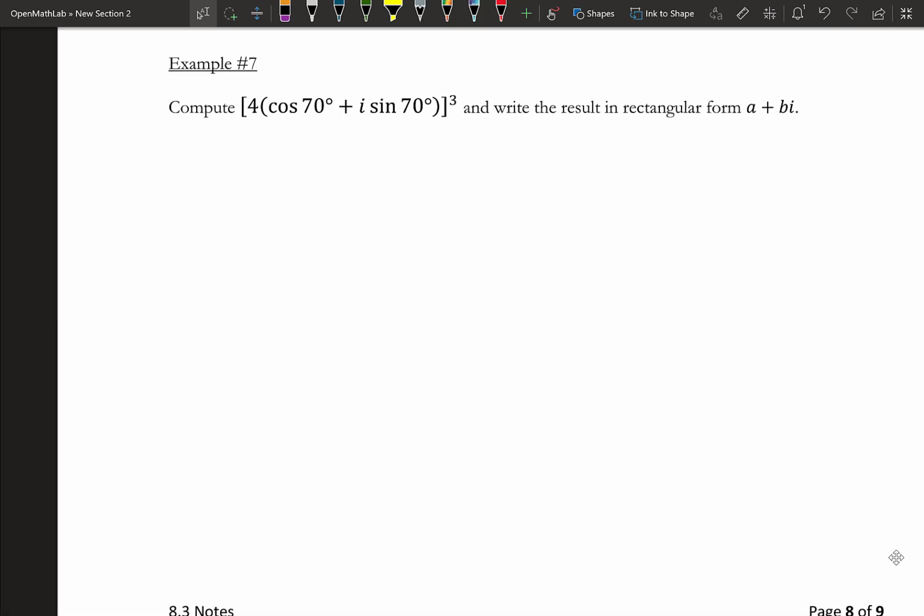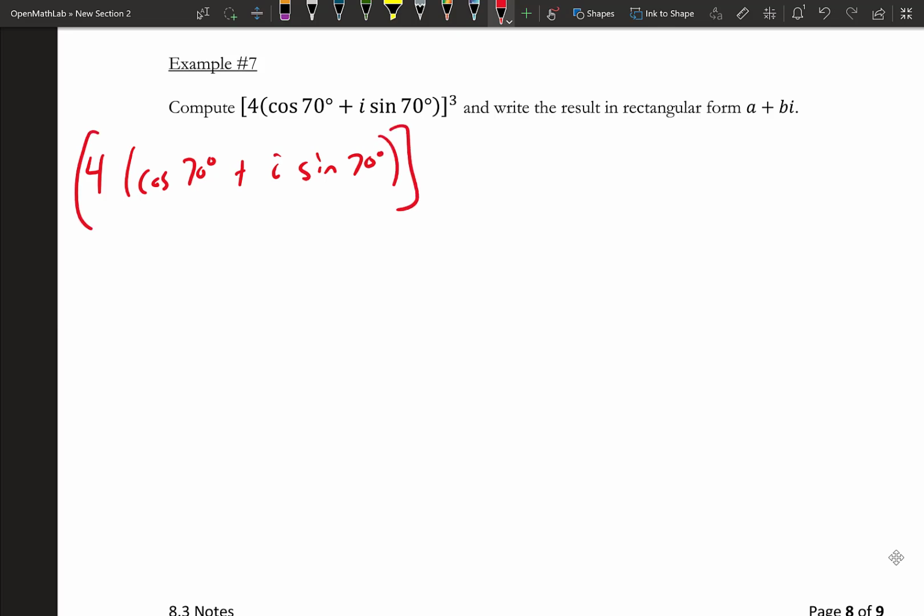So we have two examples. Example 7: we want to compute 4 times cosine of 70 degrees plus i sine of 70 degrees, cubed, and write it in rectangular form. I can apply the theorem we just talked about directly because the complex number is already in trig form. So 4 times cosine of 70 degrees plus i sine of 70 degrees.